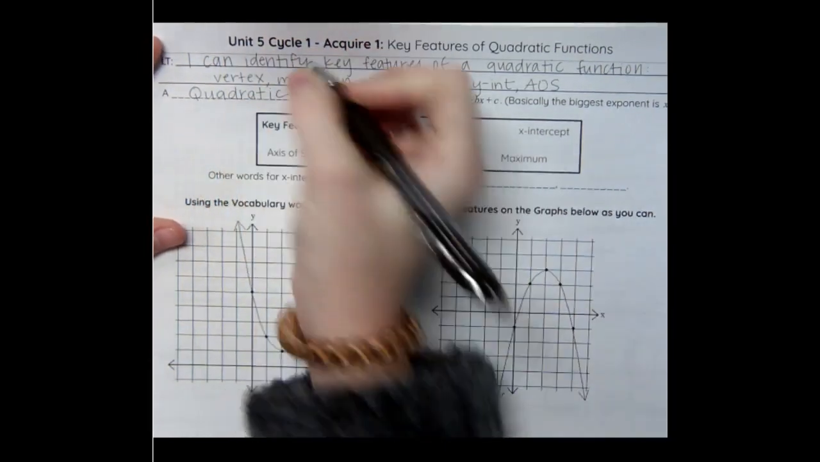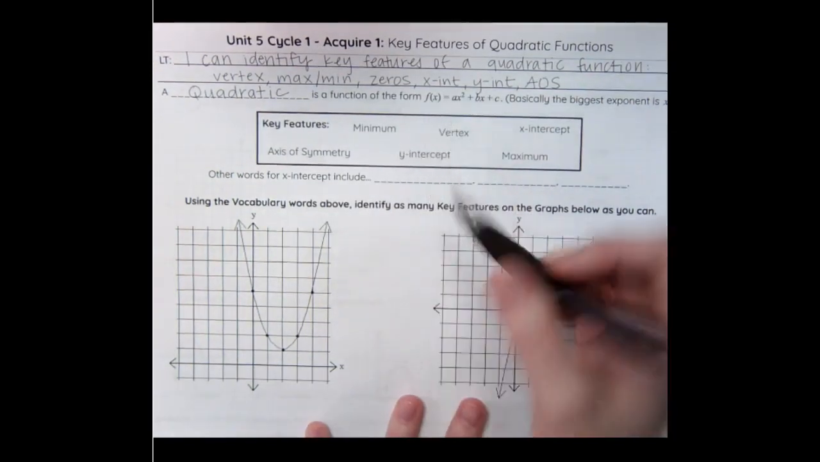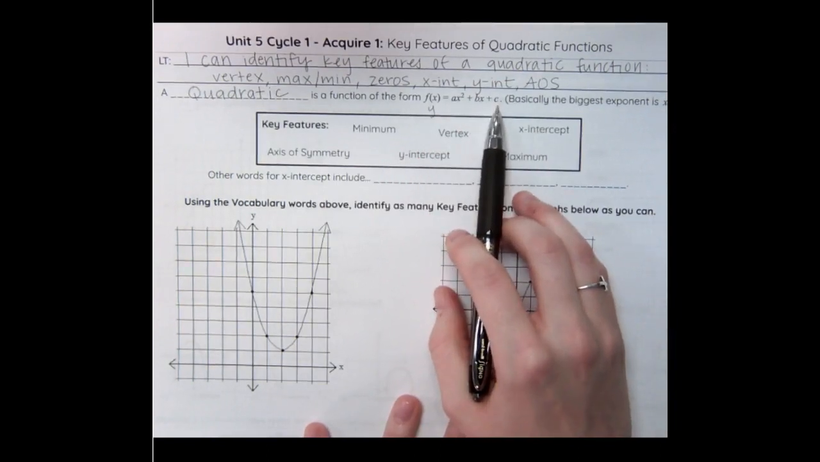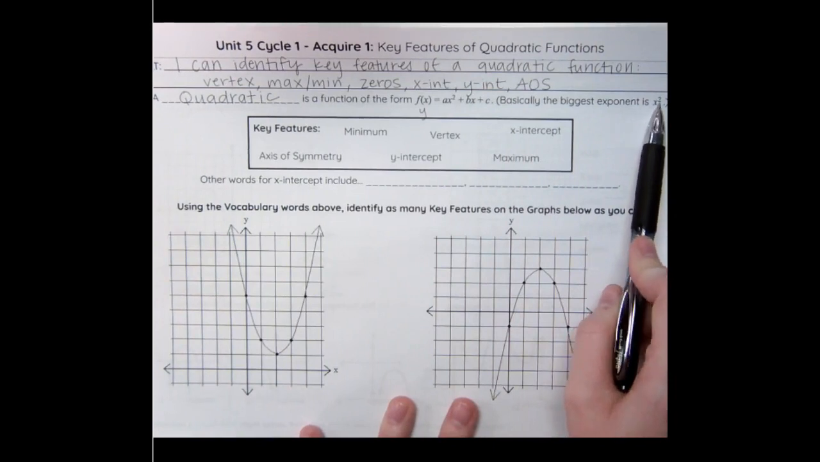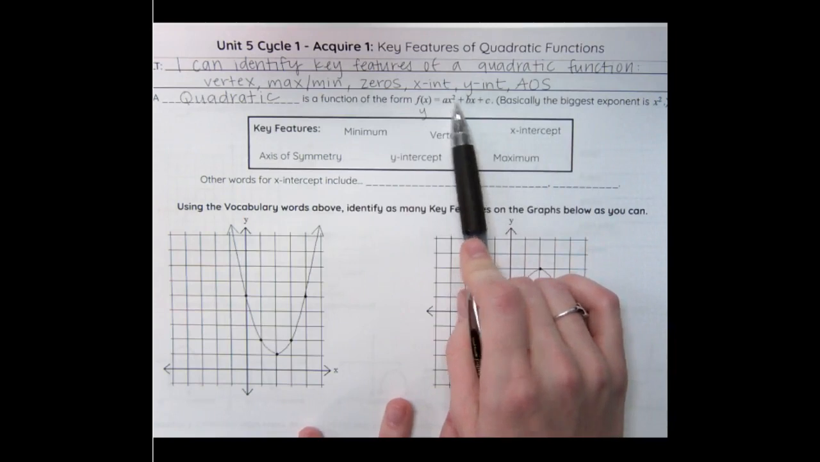It's a funky word. A quadratic is a function of the form f of x, remember this just means y, equals ax squared plus bx plus c. What this basically means is that the biggest exponent is x squared. No matter where it is in here, the biggest one that we have will be a square.